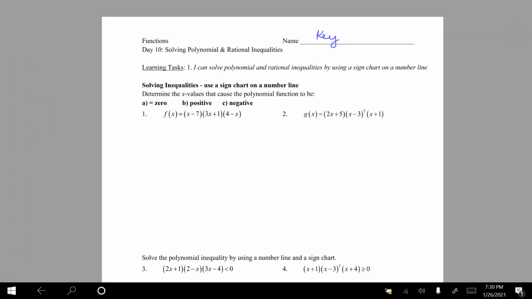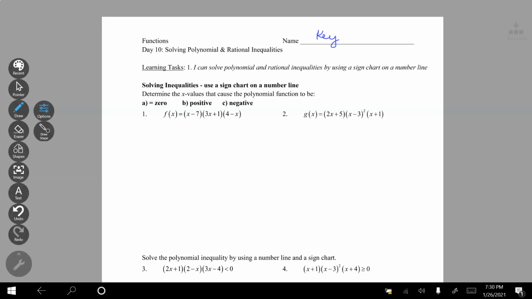We're going to solve polynomial and rational inequalities. So we're going to solve those polynomials and rational functions that we've been working on for the last few days. And we're going to solve them for inequalities by using a number line approach. A number line approach is just really a one-dimensional look at a two-dimensional graph.